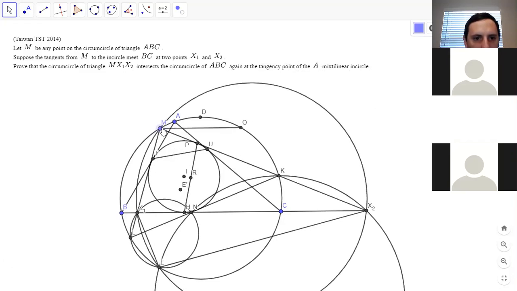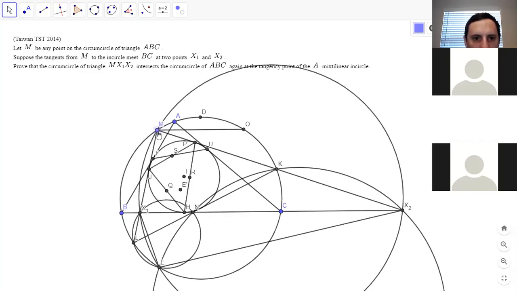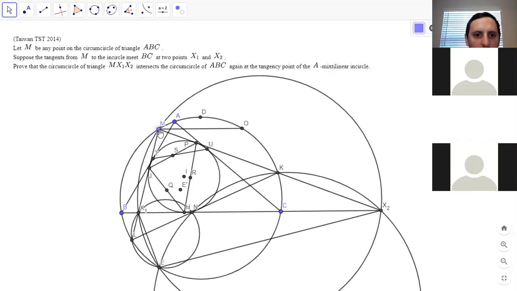Oh, I don't think so. GeoGebra. It isn't true. They're not collinear. Okay, it's not true.